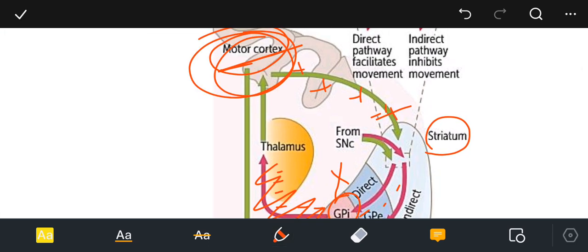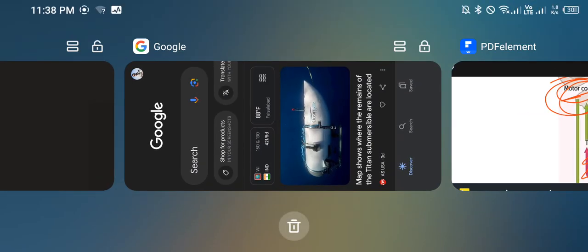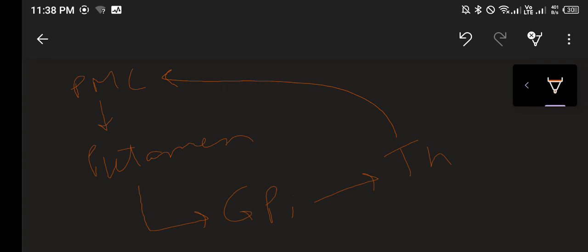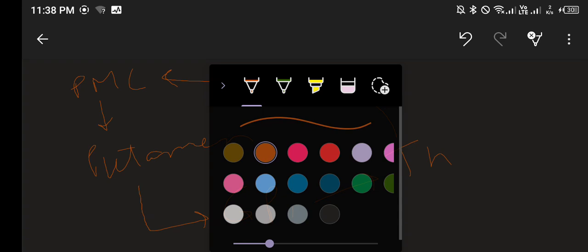In return, if I draw it on a separate board, let me draw it over here. So, the pathways from the premotor cortex, let me make it short. If I am saying that the pathways go from the premotor cortex to the putamen, from the putamen the signals are going to the globus pallidus interna, from there to the thalamus, and from the thalamus they are coming back to the premotor cortex. Now let's think about the excitatory or inhibitory path. Now think about the neurons which are responsible for this signaling.